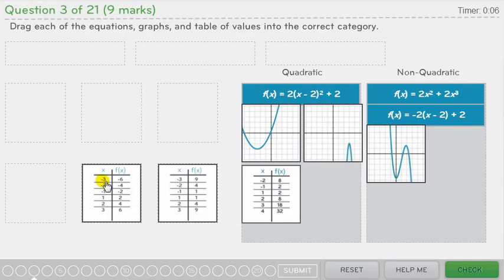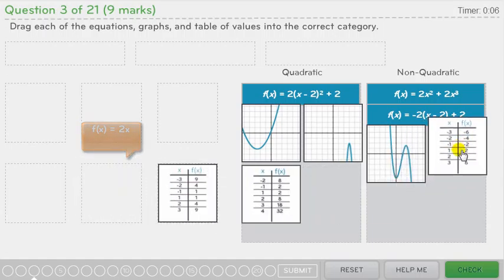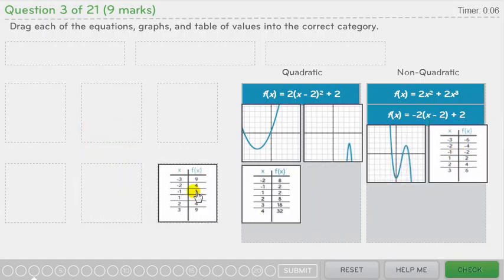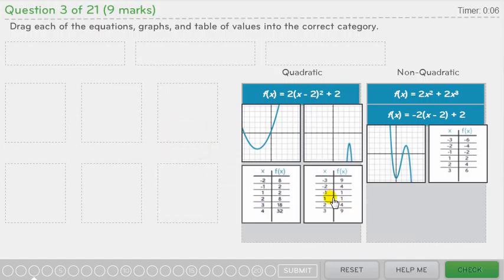Our second table of values multiplies every single x value times 2. Negative 3 times 2 is negative 6, negative 2 times 2 is negative 4, and so on. This is a linear function, not a quadratic equation. And lastly, we have the basic function, f of x equals x squared. Negative 3 squared is 9, negative 2 squared is 4, negative 1 squared is 1, and so on. A quadratic equation. And now we're done.